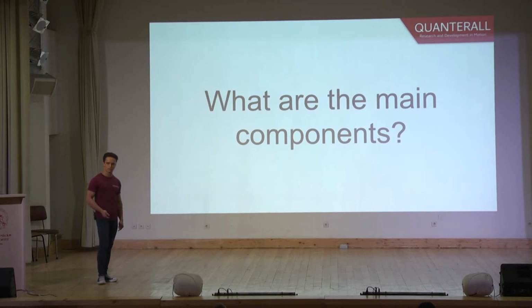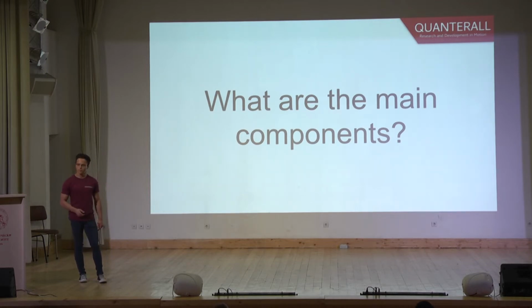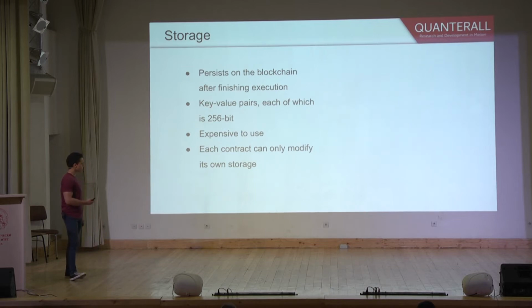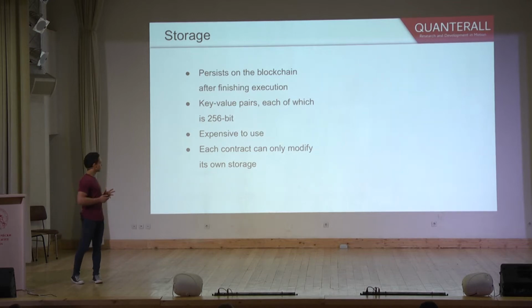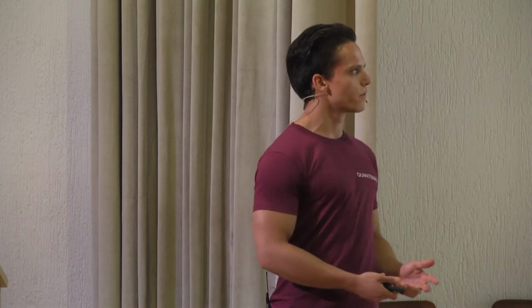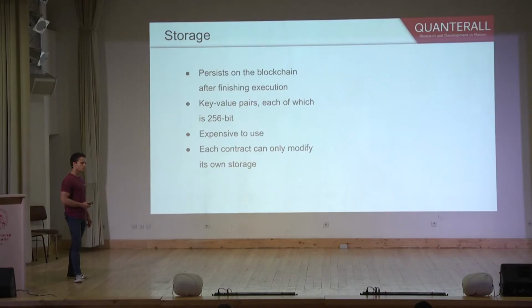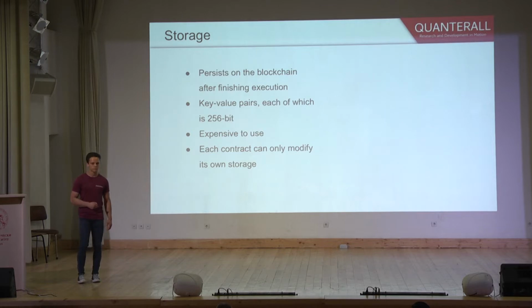So the main components of the virtual machine are the various memory types. The first of which is the storage. The storage is the memory of the virtual machine that persists on the blockchain after finishing execution. Internally, it is simply represented by key-value pairs, each of which has a word size of 256 bits. But reading from and writing to the storage are quite expensive operations, so we have to keep that in mind when we use it. And it's important to know that every contract can only modify its own storage.